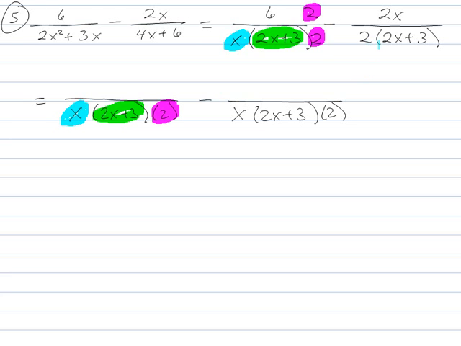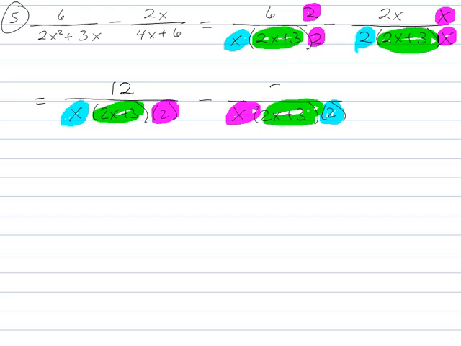Same thing over here. Let's see, both sides have a 2 already. Both sides have a 2x plus 3. I'm missing an x, so I need to multiply the top and the bottom by an x to make it match. So 6 times 2 is 12. 2x times x, 2x squared.